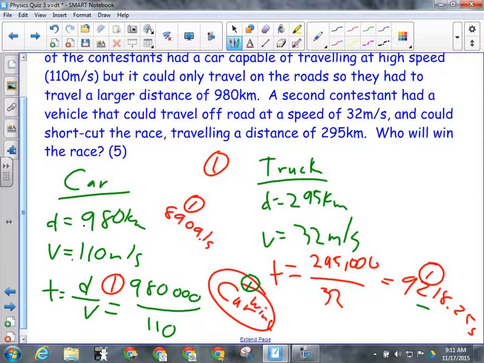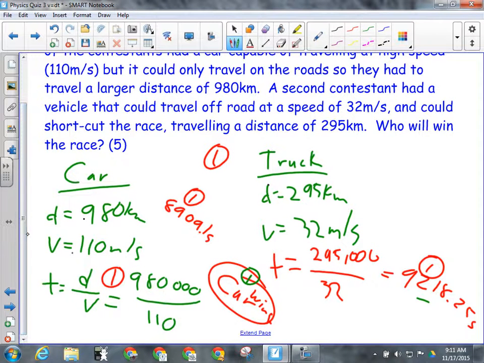The speed's 110 meters per second. The truck's got to go 295 at 32. Give them another mark for doing this calculation here, where they did T equals D over V, to find the time for the car. So that's 980,000 meters over 110 meters per second, and that gives them 8,909.1 seconds for their time. Give them a mark for the answer for time.